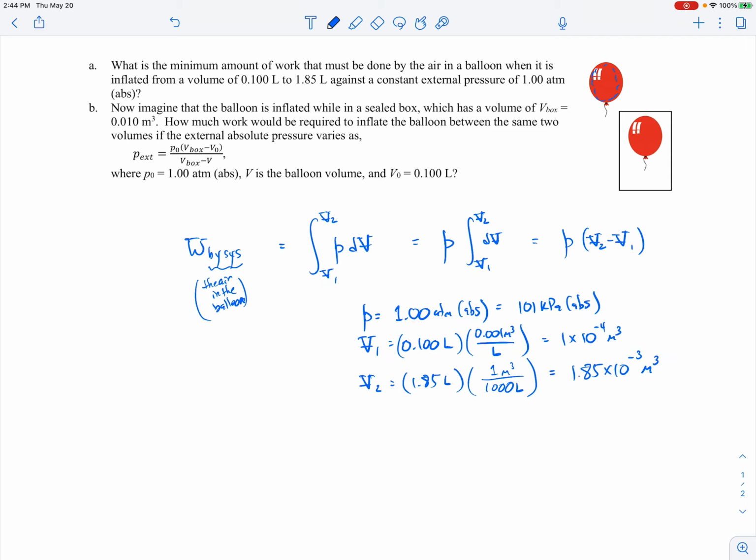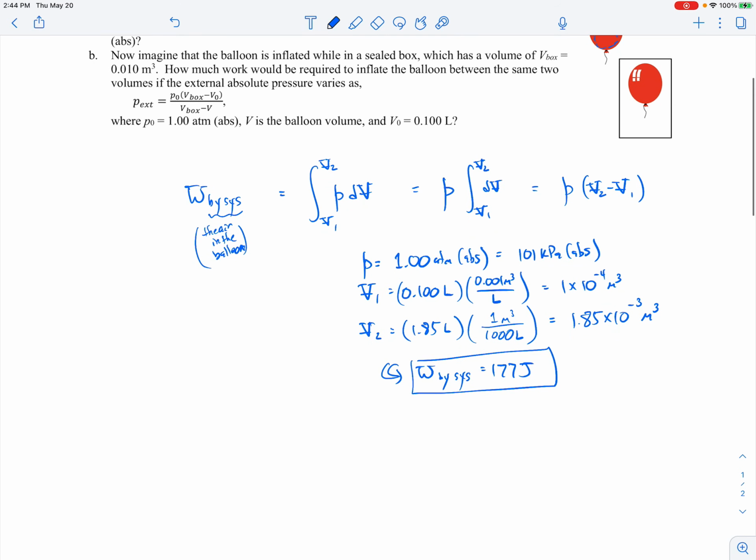Right? So then we can go ahead and plug in the numbers, and what you'll get is the work done for this particular case comes out to be 177 joules. So that's the amount of work that the air does on the surroundings as it expands.